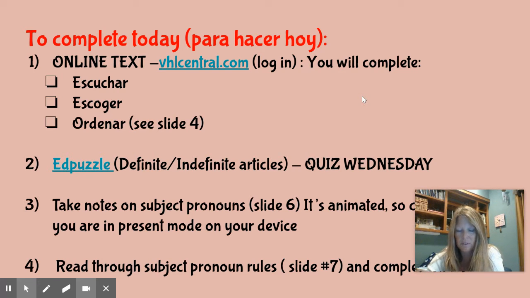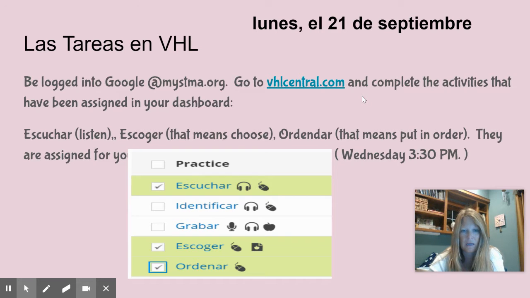Also, you're going to take some notes on subject pronouns, starting with slide 6. It's animated, so make sure that you just click ahead because you're going to be in present mode. So make sure that you're in present mode. Just click because it just kind of fills in the fields. Also, you're going to read through the subject pronoun rules, slide 7, and complete the slides from that.